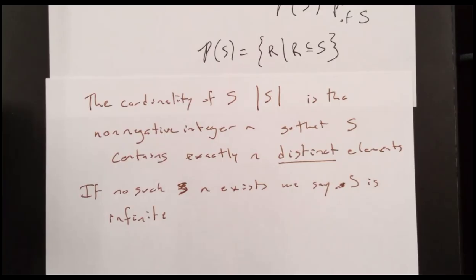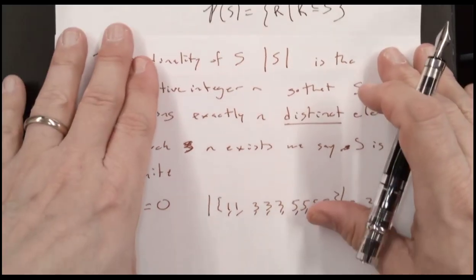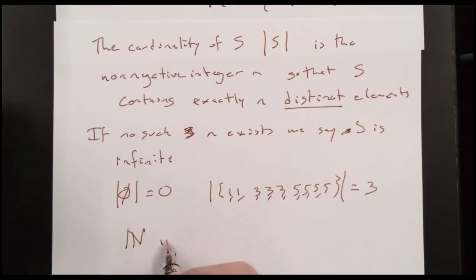So right now, the cardinality of the empty set is 0. The cardinality of the set 1, 1, 3, 3, 3, 5, 5, 5, 5 is 3. The set of natural numbers is infinite. So is the set of real numbers. So is the set of complex numbers.